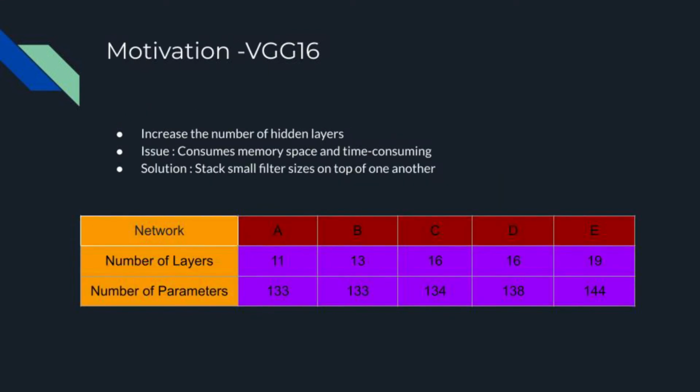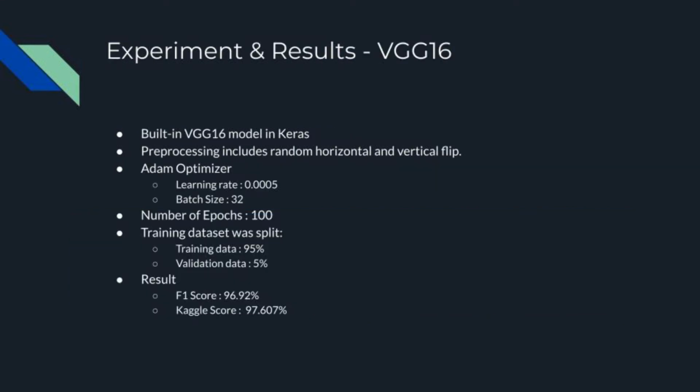The basic idea of VGG16 is to increase the number of hidden layers within the architecture. As mentioned before, the problem with deep architecture is expensive computation and memory. However, as seen in the table, which is taken from a study by Simonyan, the number of parameters of VGG16 is not that much greater compared to the rest of the architectures. This is achieved because VGG16 uses small 3x3 filter sizes instead of the normal 5x5 or 7x7 filters. For this project, our team used the built-in VGG model from Keras.